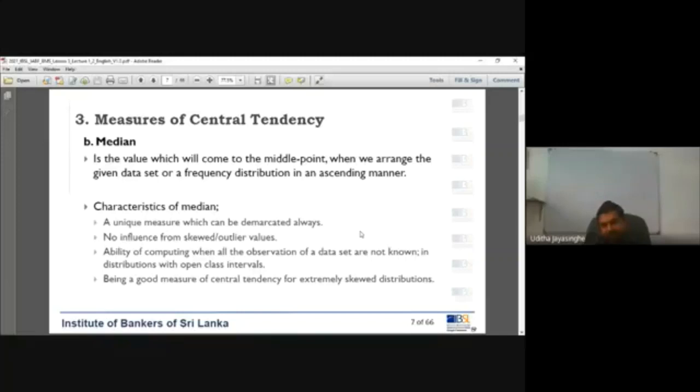Easy as that. Last point, being a good measure of central tendency for extremely skewed distributions. Now, what does this say? This skewness, I showed you at the beginning of the class also. Skewness is another central tendency that we are going to discuss in the second part. Rather, I call it a central tendency. A much more appropriate value will be, it's a nature of a particular data set. It's a nature of the distribution of a particular data set.